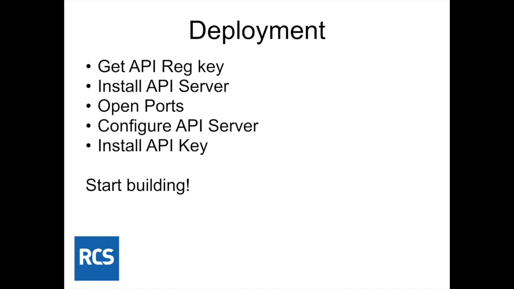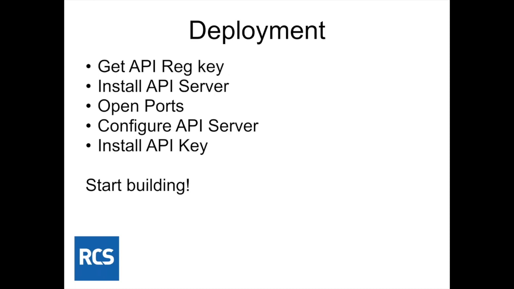After the API server is installed and configured, which we'll go into a little bit more in a second, you do need to open the ports that the API server uses. The default port is 52,000, but you can configure that when you install the API. It asks you what port you want to use. So you can configure it to the best practices of your company, and make sure that your firewall ports are open to allow incoming and outgoing traffic to that API server.